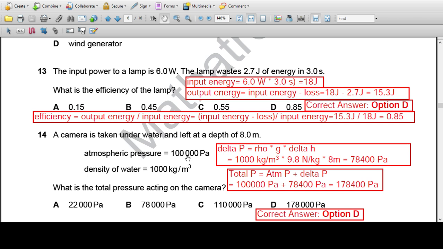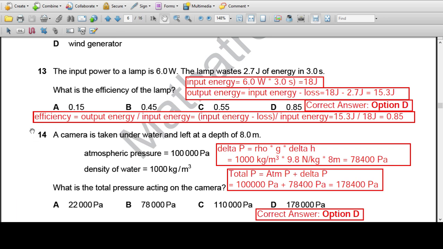Well, the atmospheric pressure is 100,000. So we will add 100,000 to this pressure. So the total pressure is atmospheric pressure plus this delta P, which is 78,400. So 100,000 plus 78,400 Pascal is equal to 178,400 Pascal, and we see this 178,000 is very close to it. So option D is the correct option.